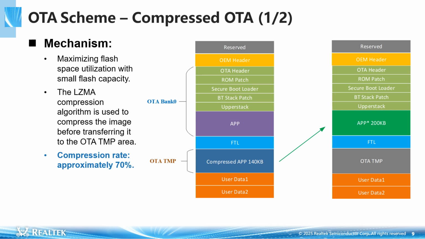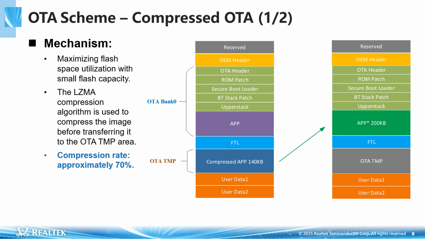In this mechanism, we use the LZMA compression algorithm, known for its excellent compression performance. By compressing the image before transferring it to the OTA temp area, we can significantly reduce the space occupation in the OTA temp area. The compression ratio is approximately 70%, meaning that firmware requiring large space can be compressed to a much smaller size, enabling more functionalities within limited space.